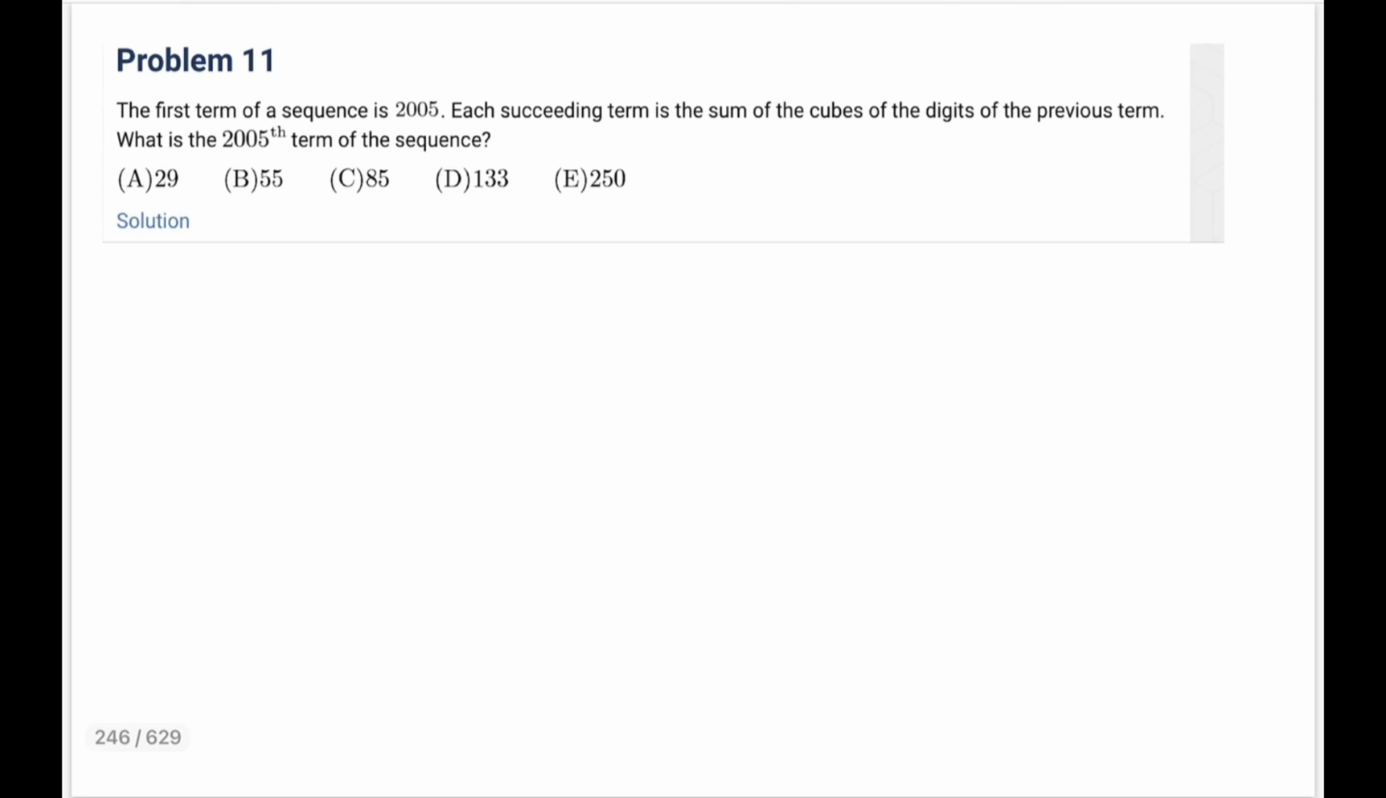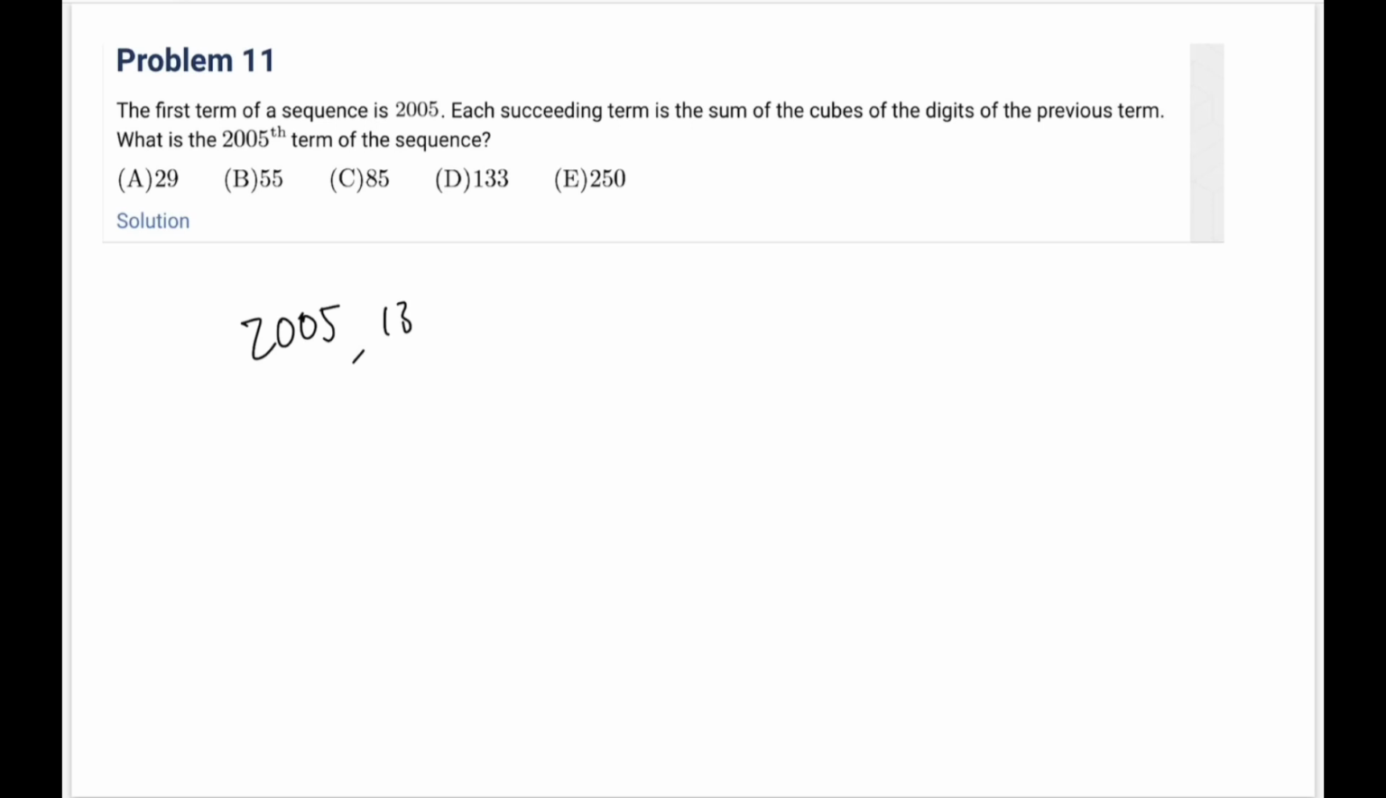Number 11. The first term of a sequence is 2005. Each succeeding term is the sum of the cubes of the digits of the previous term. What is the 2005th term of the sequence, right? So we have 2005, and then 2 cubed plus 5 cubed, this is 125 plus 8, so this is 133.